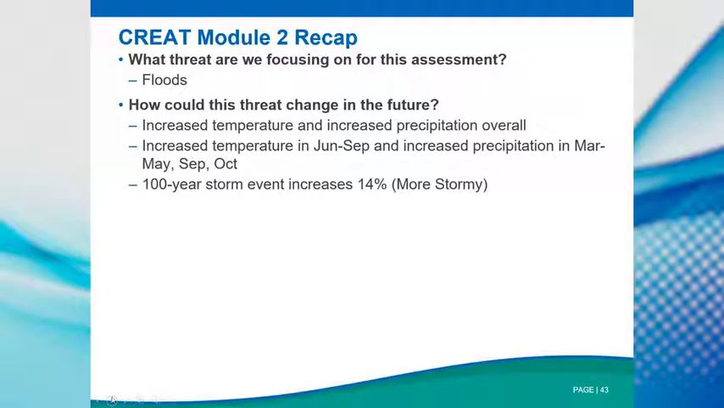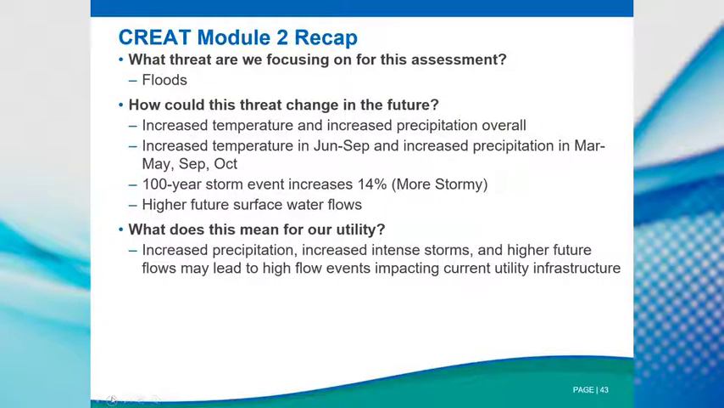So same thing as before. What is the threat we're focusing on for the porch band? It's floods. How could this threat change in the future? Remember what we just saw. There's increased temperature and increased precipitation overall. There's increased temperature in June and September, increased precipitation in March and May. The March through May, that's our spring, and then September, October, that's our wet fall. Weirdly, November went down in precipitation, but overall it's going up. And then a big kicker here is our 100-year storm event. It increases by 14%. That could be very significant, and it is for our utility because that results in higher surface water flows. There's more water coming towards the plant and the lift station.